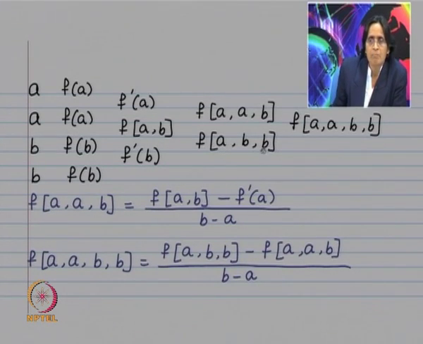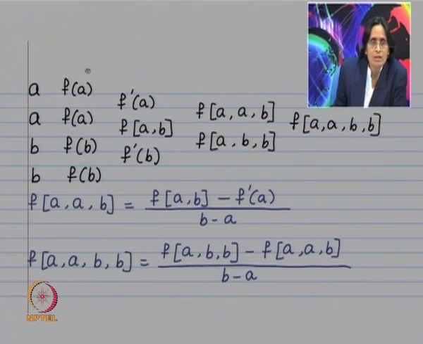Similarly, f of a b b will be f dash b minus f of a b divided by b minus a, and the last term will be given by f of a b b minus f of a a b divided by b minus a. So, this is the divided difference table corresponding to a repeated twice, b repeated twice.